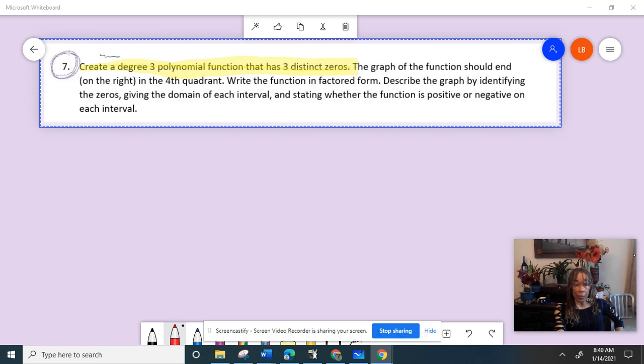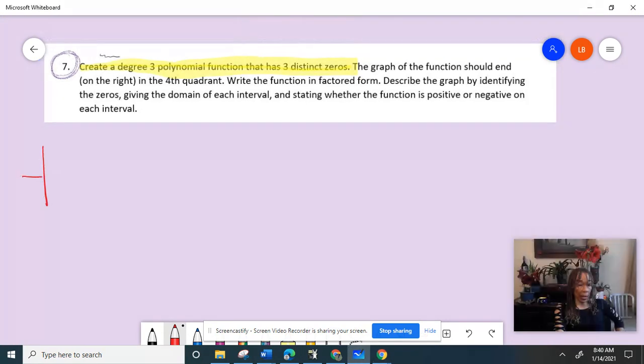Okay, this is problem number 7 from the midterm review, and it starts off, part 1, create a degree 3 polynomial function that has 3 distinct zeros. I just want to tell you that a cubic, because that's what a degree 3 means, is a cubic. A quartic is a degree 4, a quintic is a degree 5, and I don't know what you call a degree 6, but if you followed the pattern, it would be quartic, quintic, sextic.